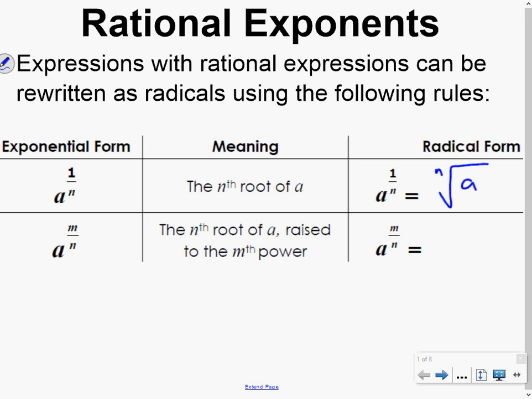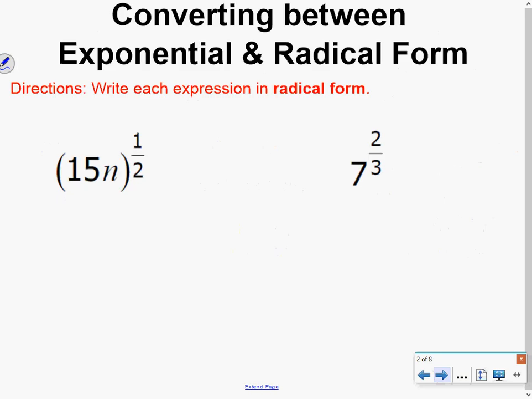If I have a to the m over n power, the denominator of that fraction, n, is going to become the index. And then underneath the radical, we would have a to the m power. So we're going to be looking at some converting back and forth here. Let's convert from exponential form to radical form.